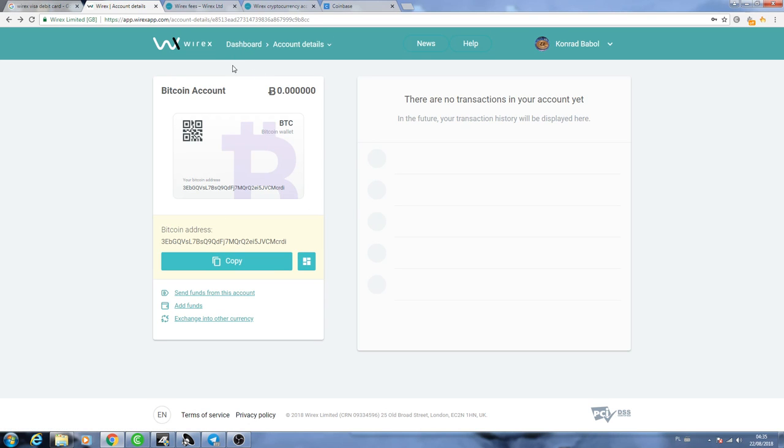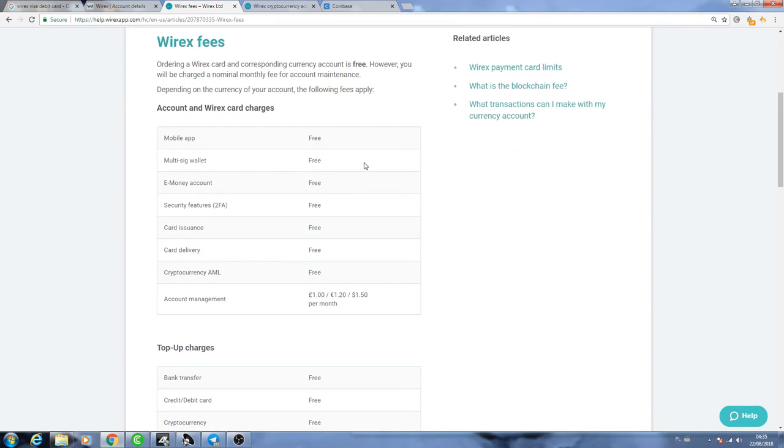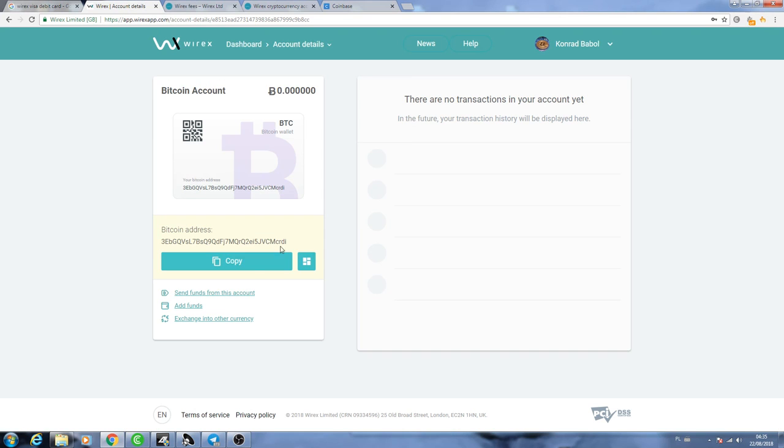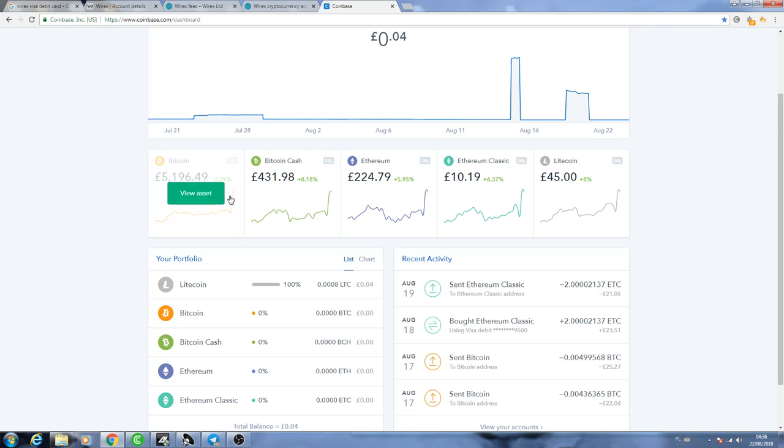But from what I see, the exchange rate is okay. So what I'm saying, there is no fee, they say, right? Except £1 or the equivalent amount, depending on which account you choose, per month. And that's okay, that's low actually, £12 a year. Other cards have very similar maintenance fees or management fees, as they call it. Okay, so that's fine.